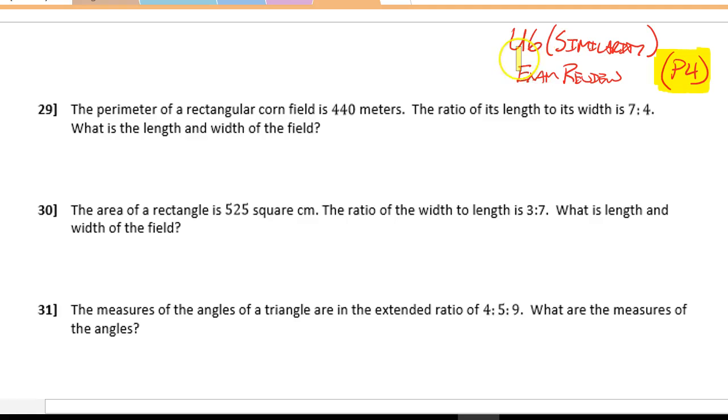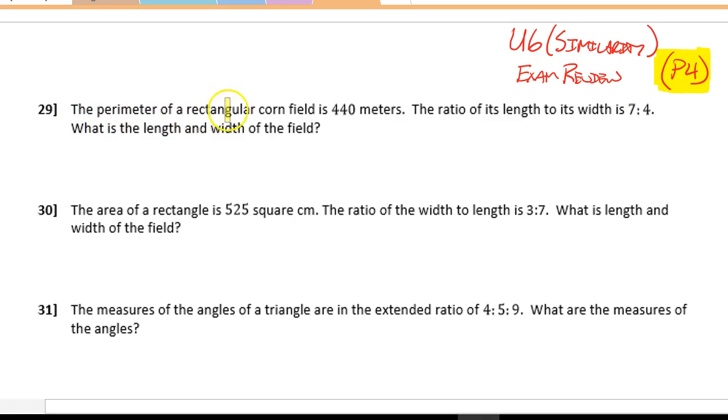Unit 6 Similarity Exam Review, page number 4, last page. Questions 29, 30, and 31 are examples of the applied ratios problems we've gone over in topic 21. They're taking the idea of an extended ratio, as in 31, or just the ratio of two different dimensions and applying it to perimeter, applying it to area of a triangle. Two of these will be on the test. Let's jump in and dive into it.